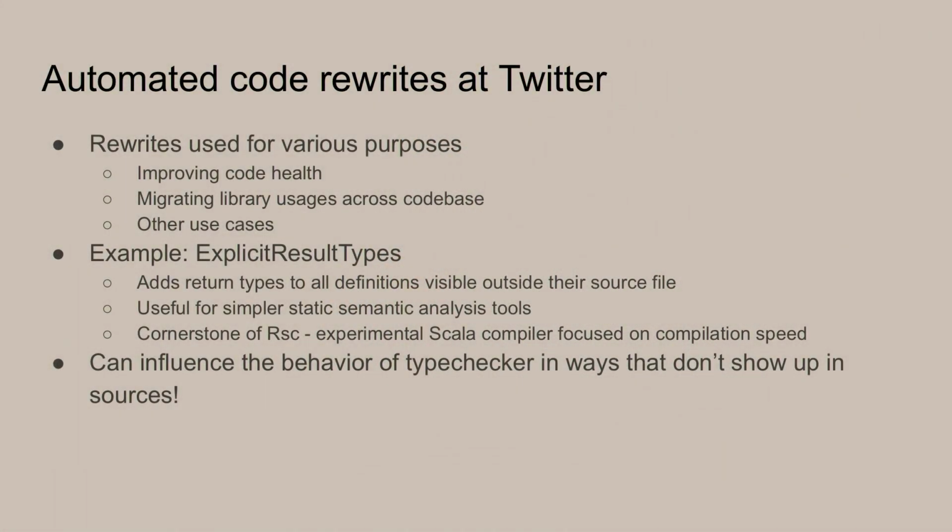So let's get started. The context of this talk is automated code rewrites at Twitter. Twitter uses a tool called ScalaFix for its code rewrites for different purposes. One of the purposes is improving code health, the quality of code we have, and migrating library usages across the codebase, among other use cases. We're going to focus on a specific rewrite in this talk, which is ExplicitResultTypes. This rewrite adds return types to all definitions that are visible outside the source file.